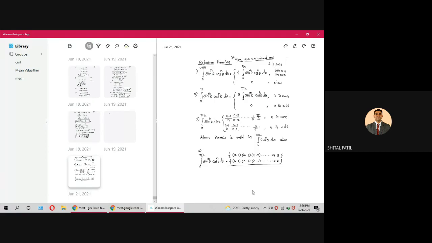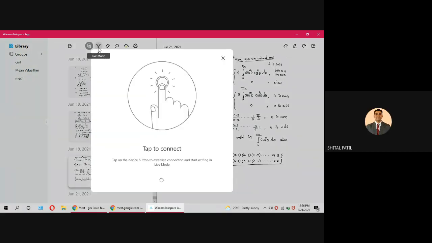We are written up to this step. Now I have to change the page, since now I cannot continue with the same page. We lost the page.